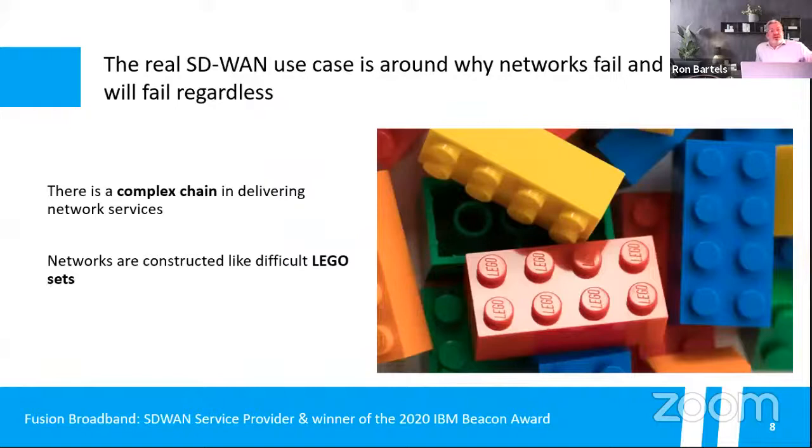So the real SD-WAN use case is about why networks fail, and networks will fail regardless of what you do. They are very complex chains, and networks are very difficult, and they're constructed like Lego sets. And I'll explain in detail what that means.